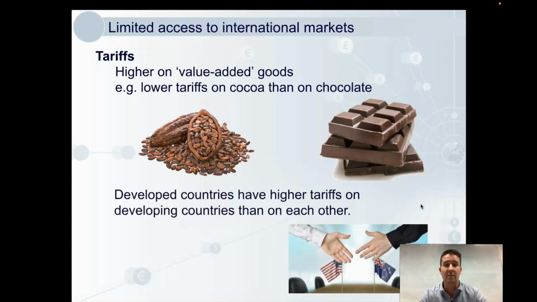In addition, developed countries tend to have higher tariffs on developing countries than on each other because highly developed countries like Australia, they tend to make free trade agreements with other developed countries. So we've got free trade agreements with the UK, New Zealand, the US, for example. And we don't have any ones with Africa.